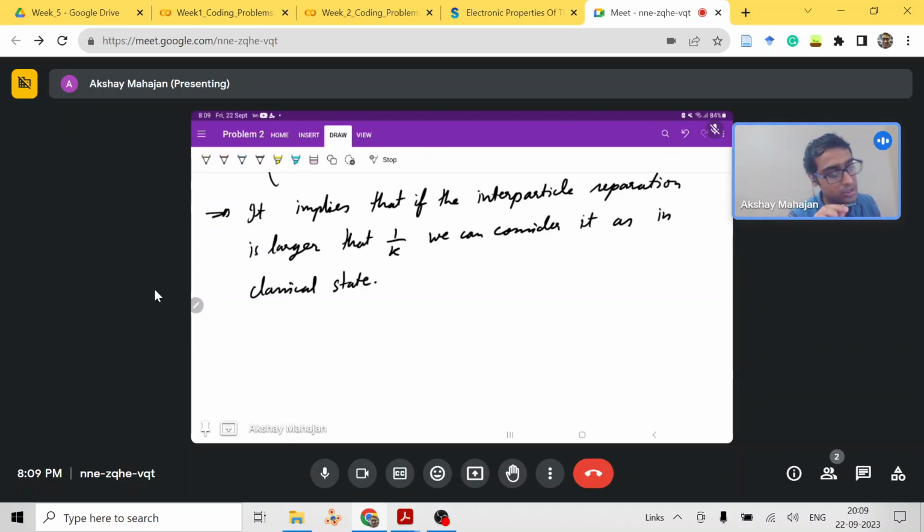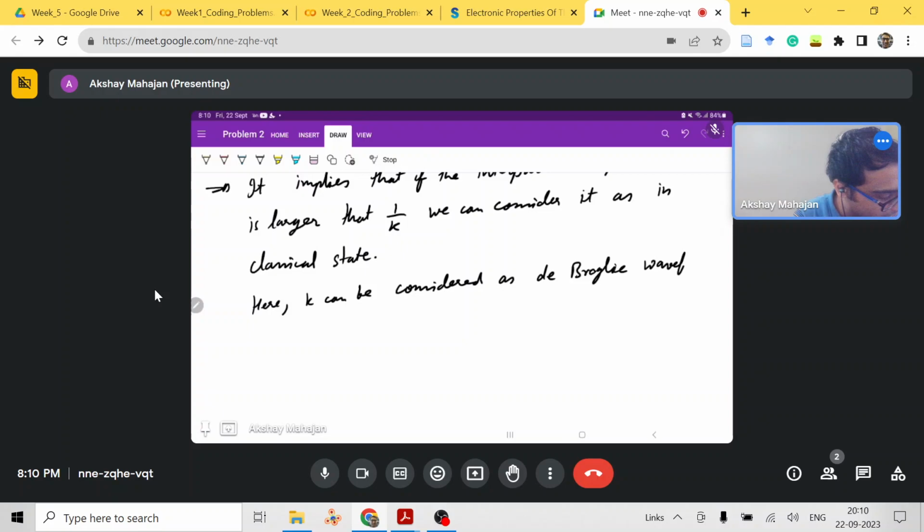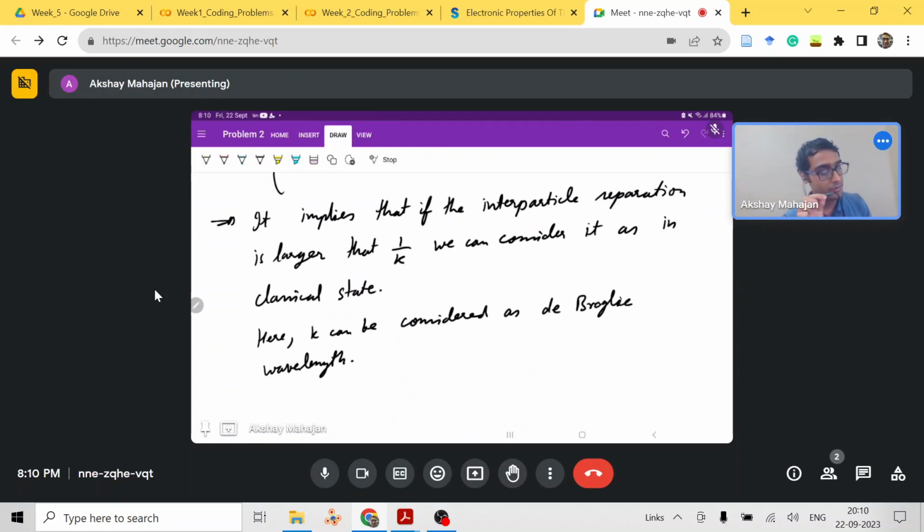So we have found this condition: if our interparticle separation, for electrons which obey the Fermi-Dirac distribution, is larger than 1 by k, then we can consider it as in the classical state. Here k can be considered as the de Broglie wavelength, right?